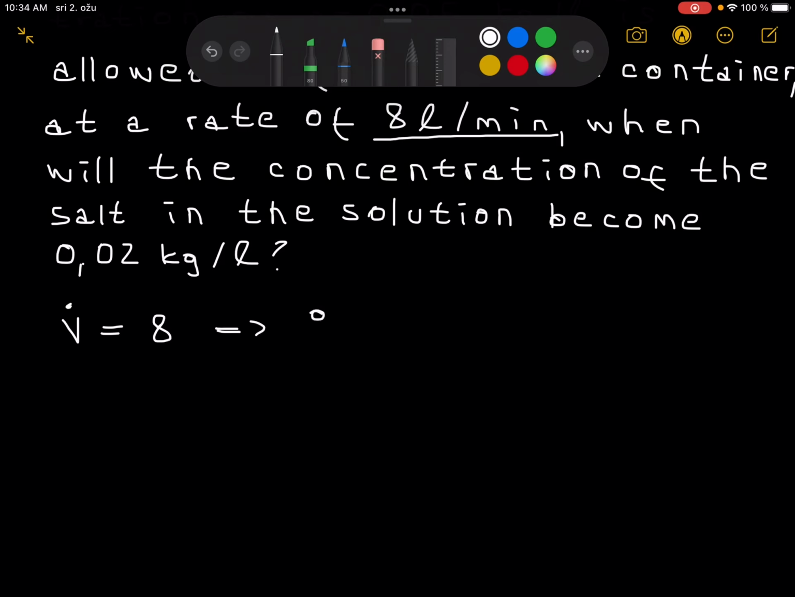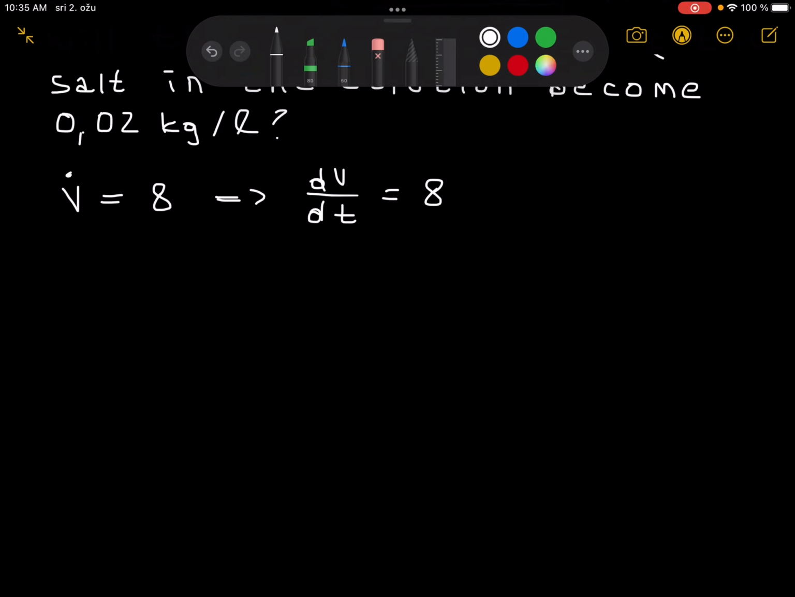Volume prime can be rewritten as dV over dt, the derivative of volume with respect to time, and it's equal to 8. So from here we get a separable differential equation which states that dV is equal to 8 times dt. Once we integrate both sides, we'll see that V is equal to 8 times t plus some constant c.